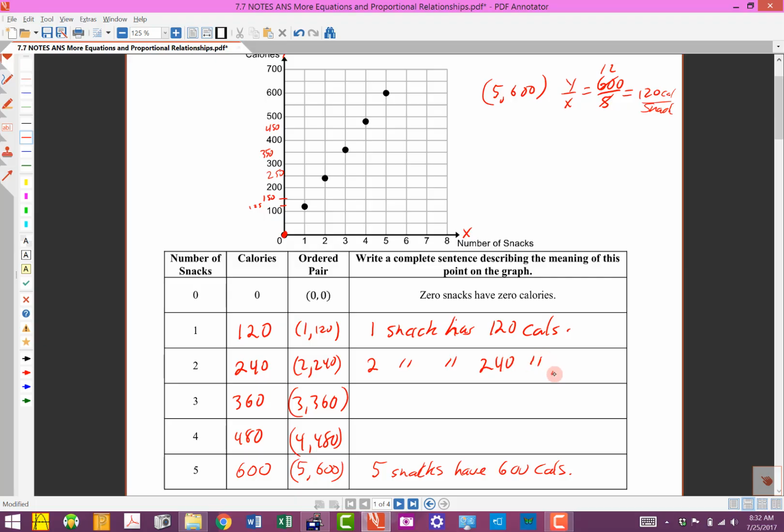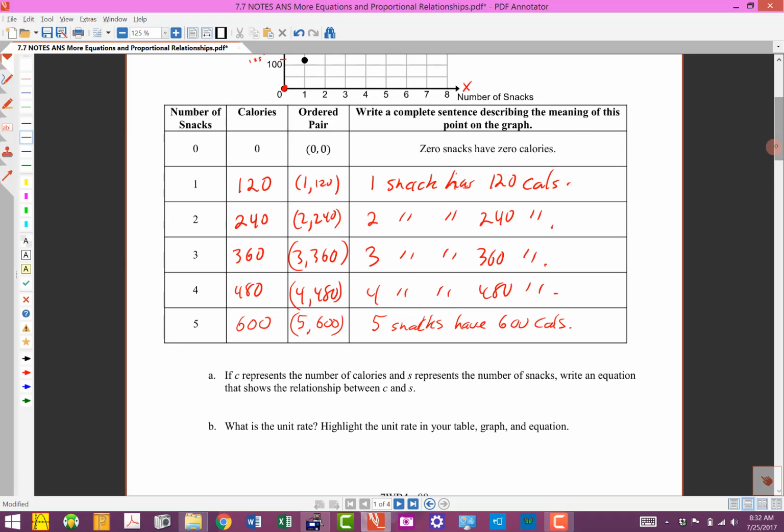240 calories. Okay, so those little quote marks will just save us a little bit of time in writing. So this would mean 3 snacks have 360 calories, 4 snacks have 480 calories, and of course we wrote the last one already, so we wrote that 5 snacks have 600 calories, so we're in good shape there.